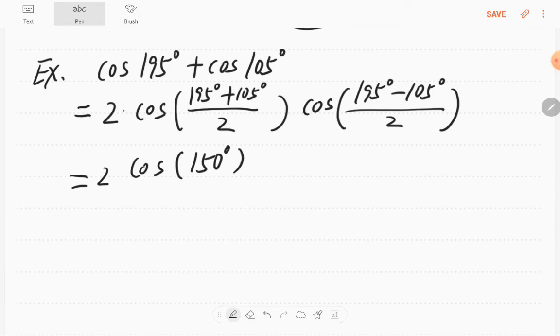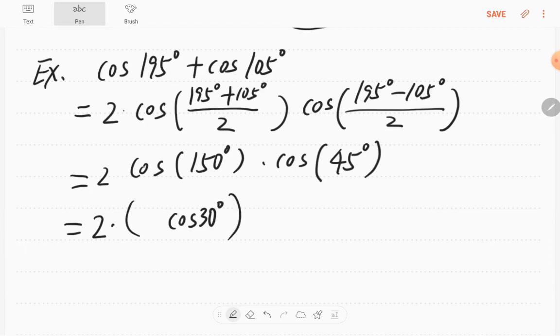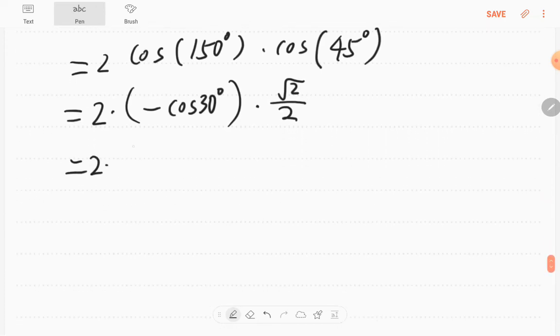Wow, this is a special angle, right? Times cosine of 45 degrees, again a special angle. For 150 degrees, the reference angle is 30 degrees, so it should be cosine 30 degrees, positive or negative. Since 150 is in the second quadrant, cosine is negative, so we have a negative here. Cosine 45 is square root 2 over 2. So it's 2 times negative square root 3 over 2 times square root 2 over 2, then you have negative square root 6 over 2.